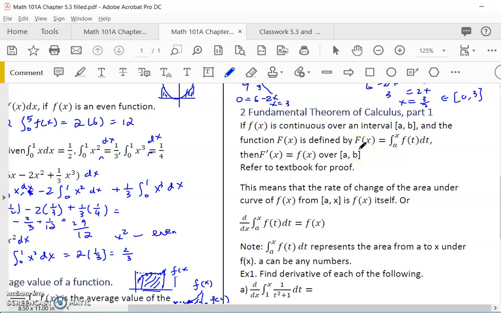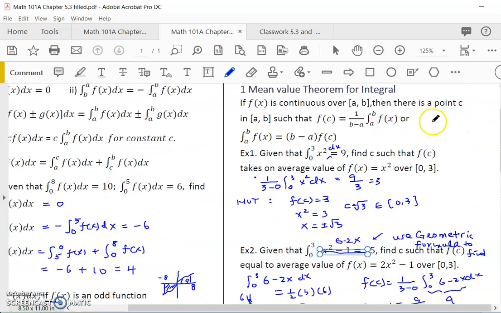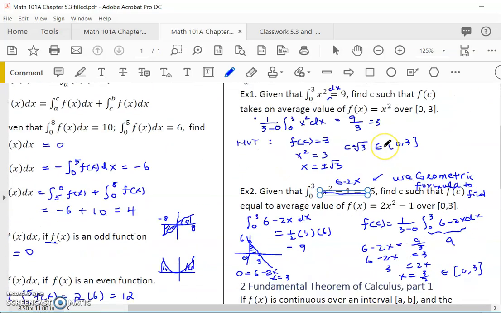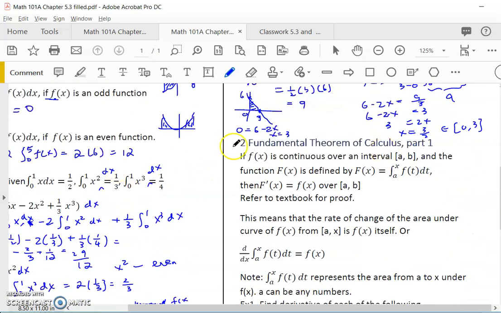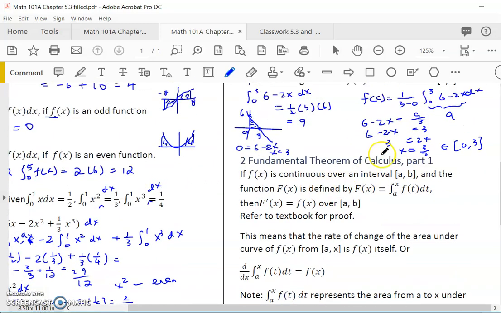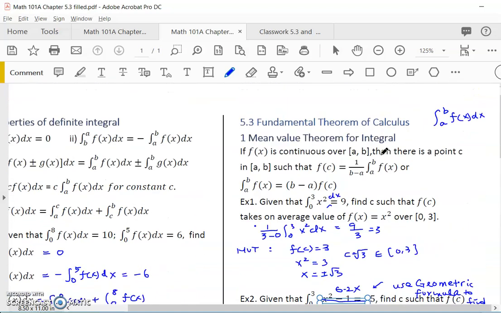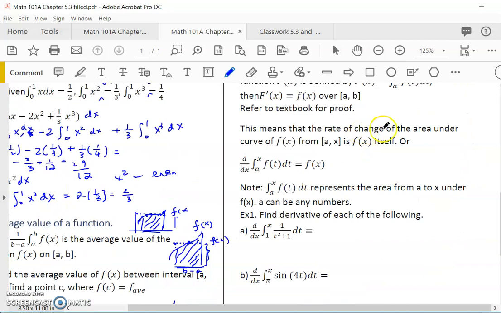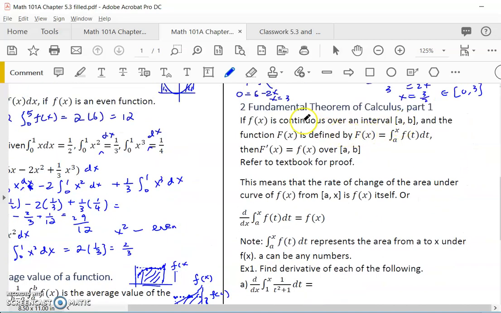So then the next thing is to prove the fundamental theorem of calculus part 1. Now part 1 is not particularly useful in helping us to find the integral from a to b of f of x dx, so we'll go over this really quickly, and then we'll go to part 2, which, after 5.1, 5.2, 5.3, will let us actually calculate the integral from a to b of f of x dx without Riemann sum, without geometric formula. So what is part 1?